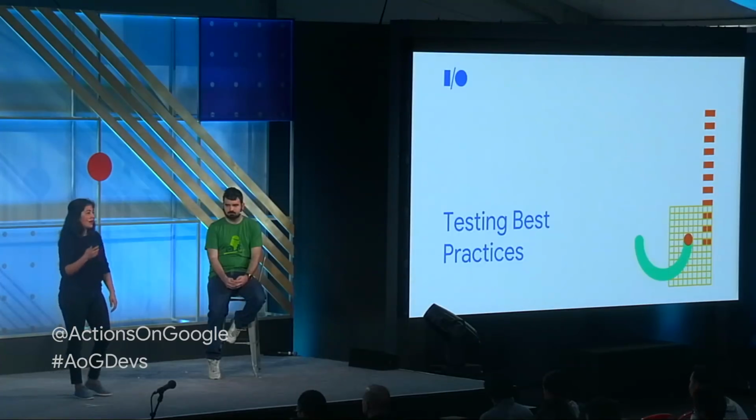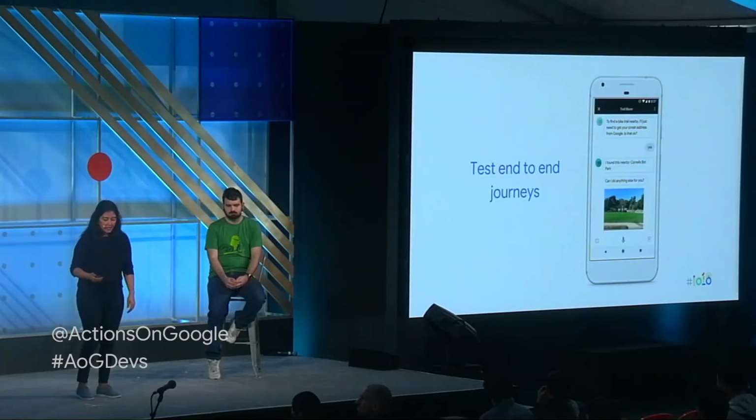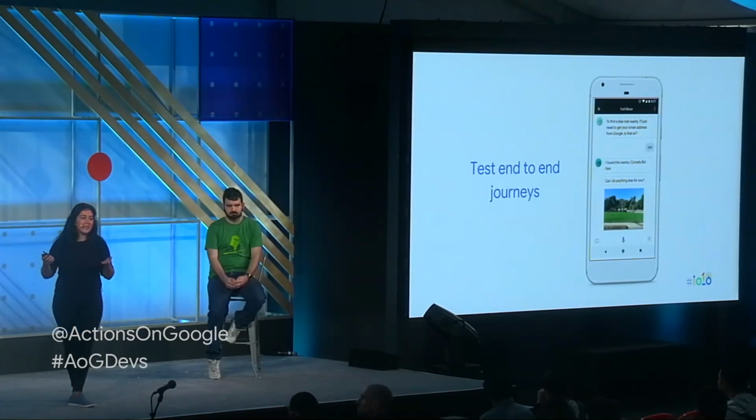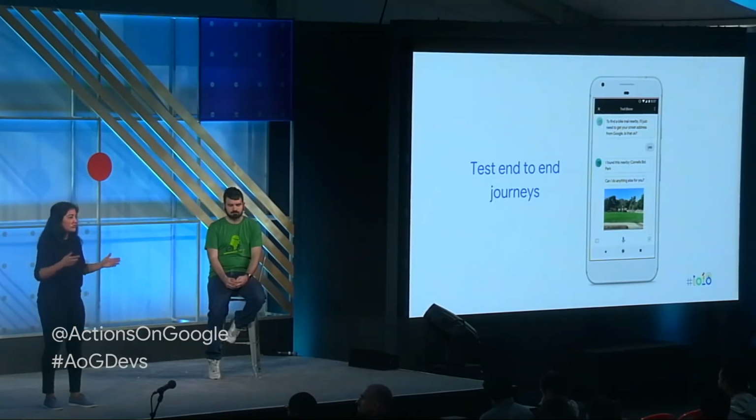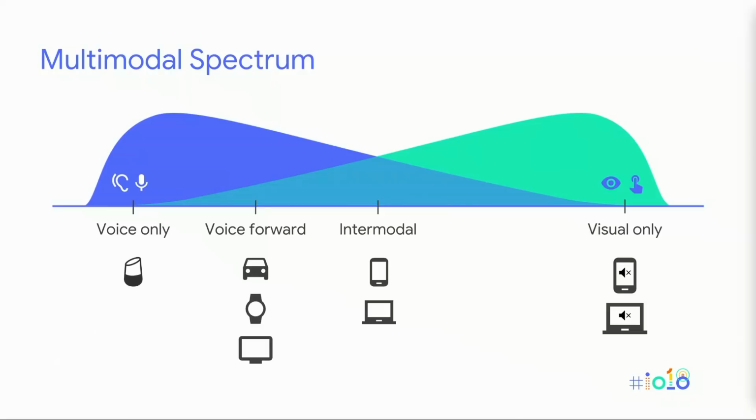But before going to production, I would like to share some best practices while you are testing your actions. As a developer, we always think about end-to-end journeys and try to capture those use cases in our test. But what does it even mean in a conversational space? So in the Assistant world, your users may be in multiple modes. And these modes are determined by input and output of your device.